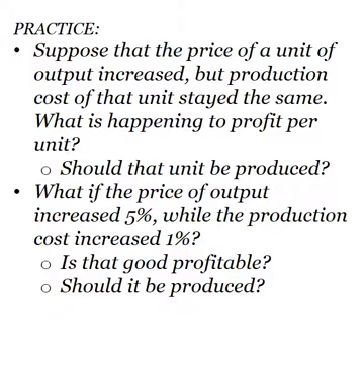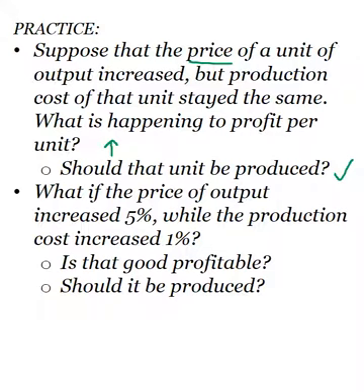Here are the practice problems from the notes. Suppose that the price of a unit of output increased, but production cost of that unit stayed the same. What is happening to profit per unit? Remember, price from the perspective of supply is sales price. So if the sales price is increasing, but production costs are staying the same, the overall profit is increasing. So should that unit be produced?